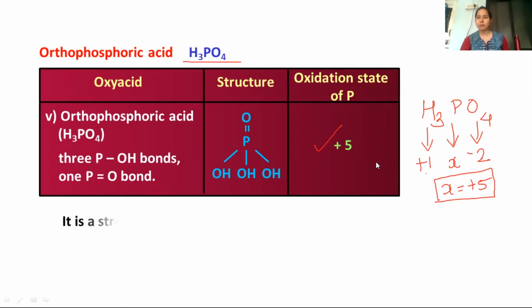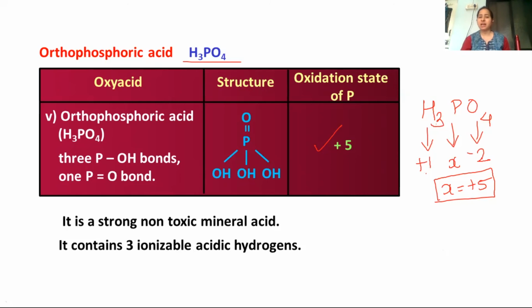Moving ahead, talking about the structure, we say phosphoric acid is a strong, non-toxic mineral acid because it's containing phosphorus as a mineral and it's non-toxic in nature. We say it contains 3 ionizable acidic hydrogens. 3 ionizable acidic hydrogens means जब H3PO4 को हम पानी में डालेंगे तो वो आपको कितने H plus ions दे सकते हैं. H3PO4 we said gives you 3 H plus and PO4 with a charge of 3 minus. We say it can give you 3 H plus ions.